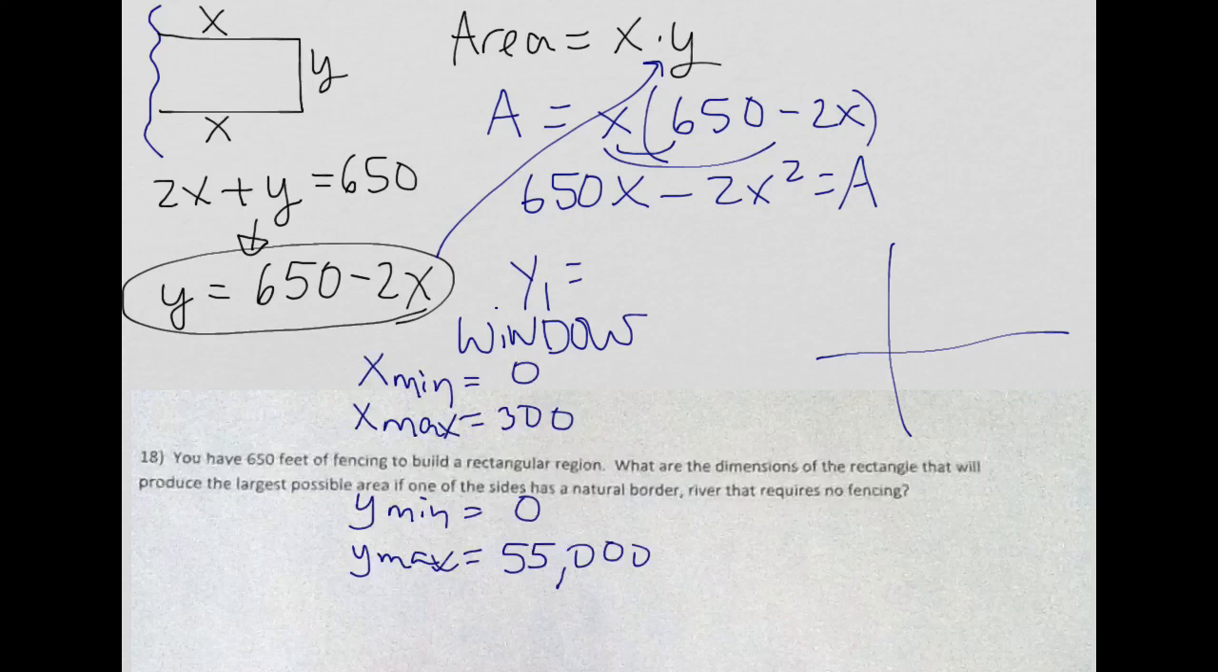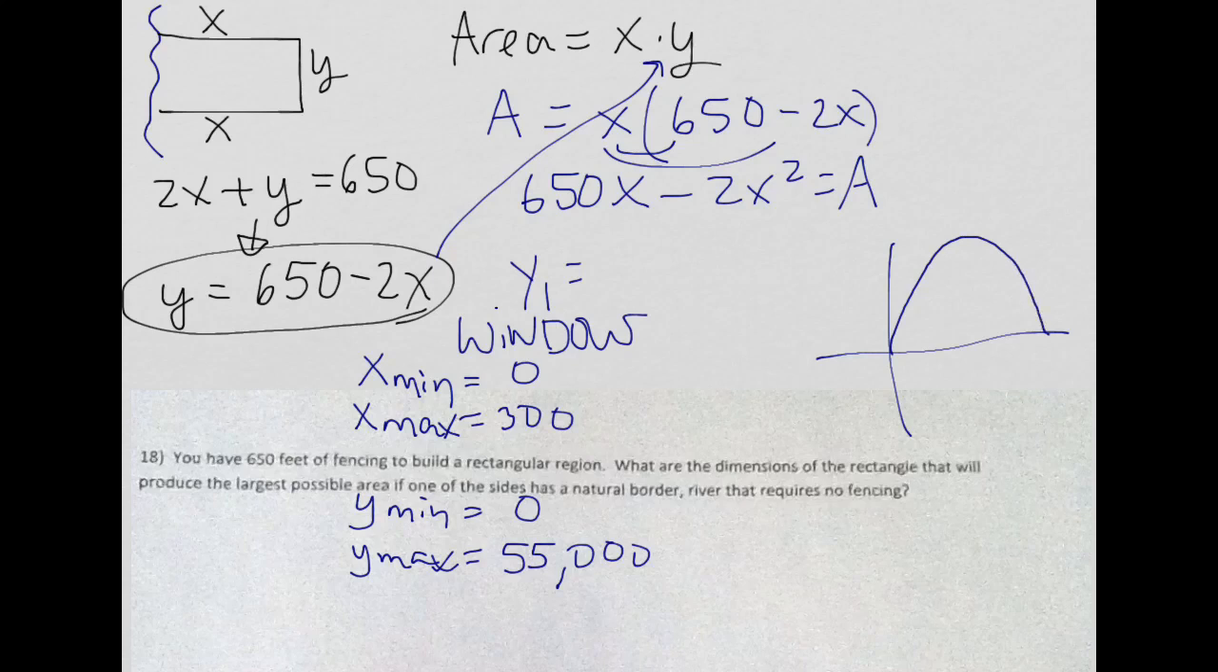Okay, so here I adjusted my window. I made my min and max for x from 0 to 300, my y min and max from 0 to 55,000. I taught you guys to actually look at the table settings and start plugging in values for x and see where it starts to increase and then decrease again to figure out your window to see the top of that parabola. So hopefully you remember that. So we get a graph that looks something like this.